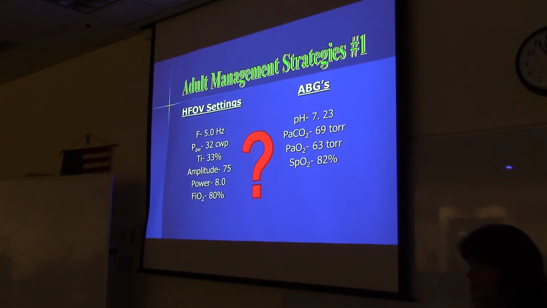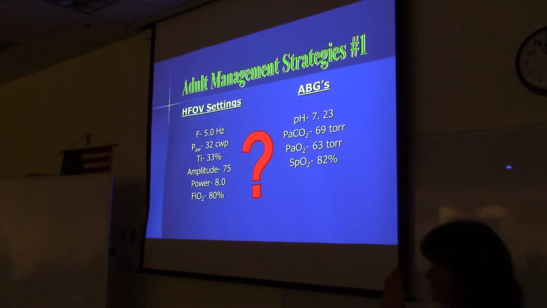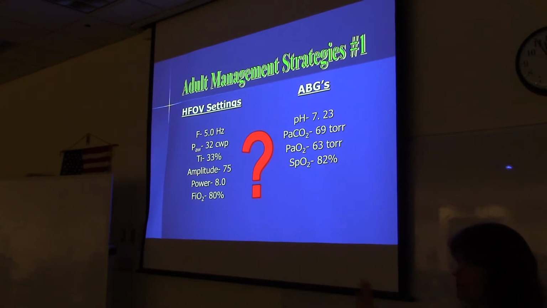When you slow that piston down, instead of it moving a little bit at high speeds, it moves forward and back further, and that's why you get the bigger tidal volumes with the slower hertz.